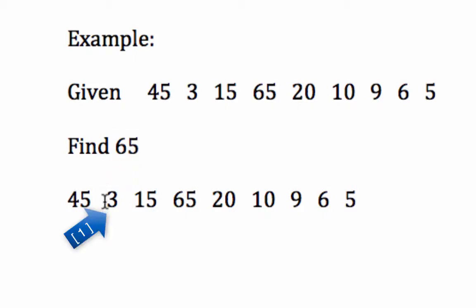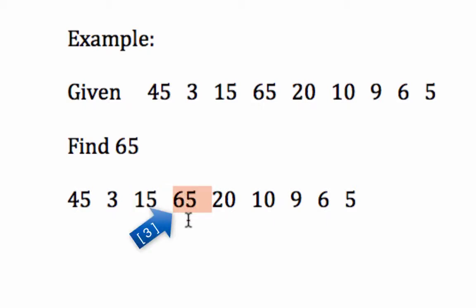So what do we do? We go to the next element in our collection. That happens to be 3. And now we compare 3 with 65. And again, they are not the same. So we go to the next element in our collection, which is 15. And again, 15 and 65 are not the same. So as you see, we move through the array sequentially, linearly. We don't skip any elements. We don't jump to the middle of the array. We just go one by one, comparing the first element with the key, the second element with the key, the third element with the key.